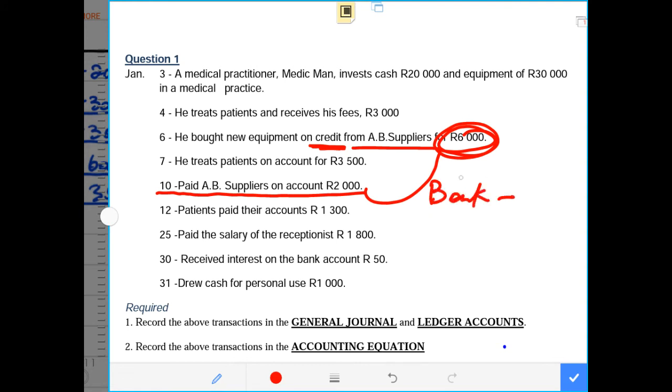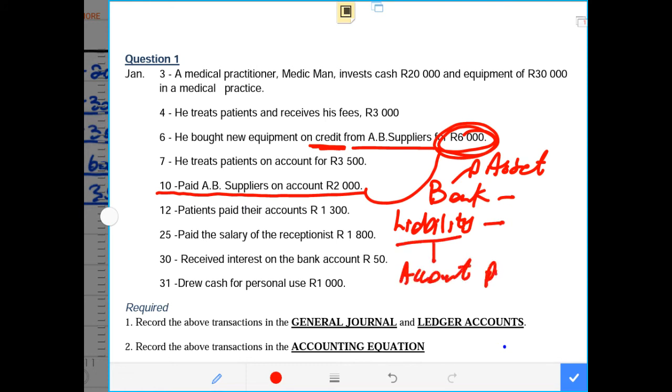And at the same time, we know that bank is an asset. That means assets will decrease. And we know that account payables, that means AP supplier, is a liability. AP supplier is a liability. And liabilities will be decreasing in this case. And those liabilities that are decreasing is the liability that we call account payables. Remember, this is account payables.